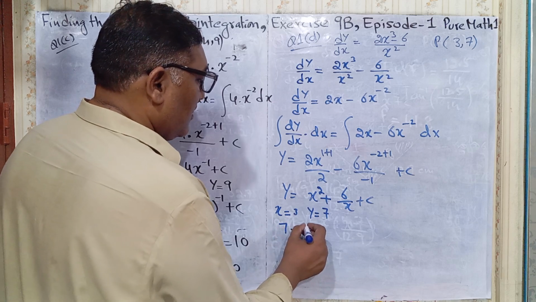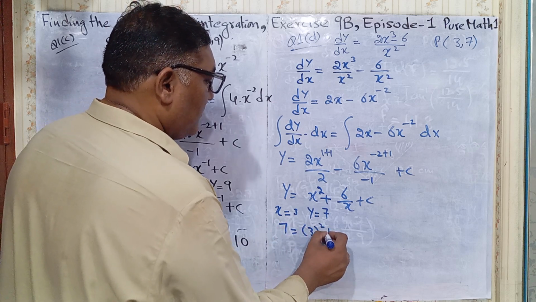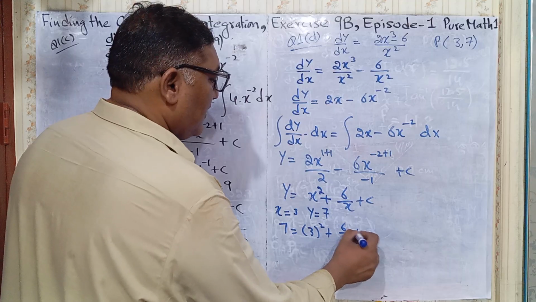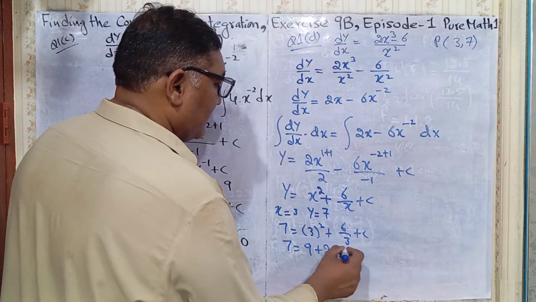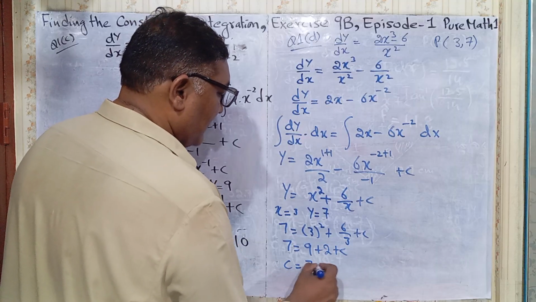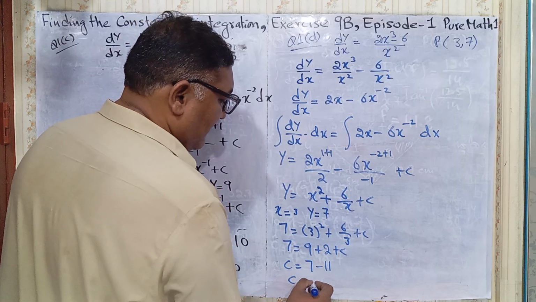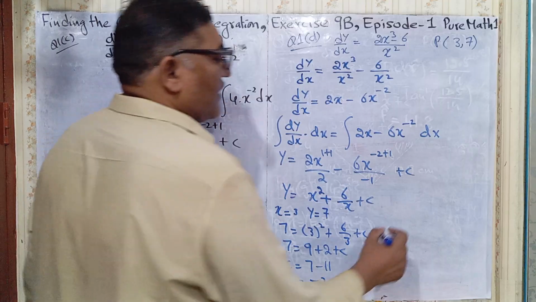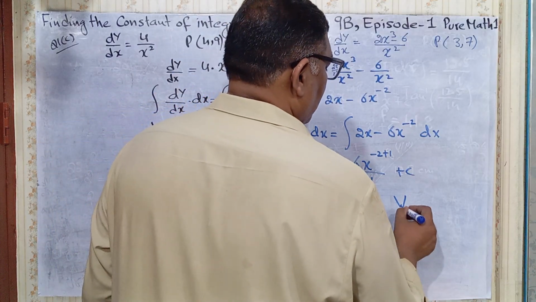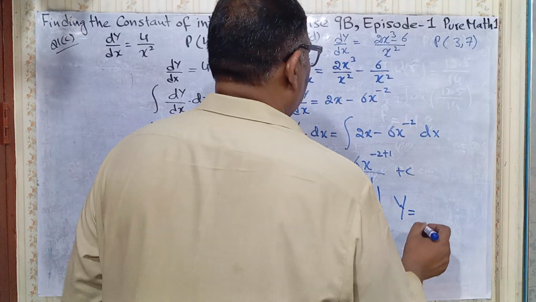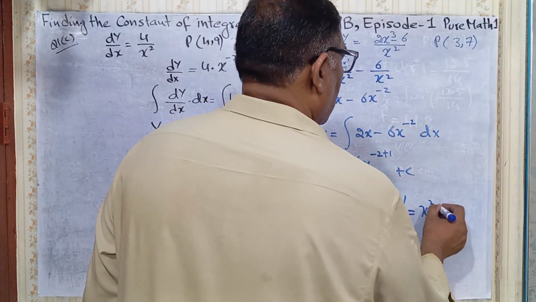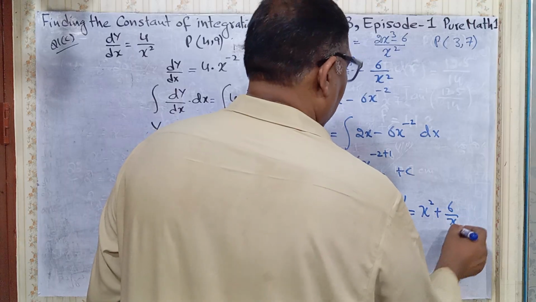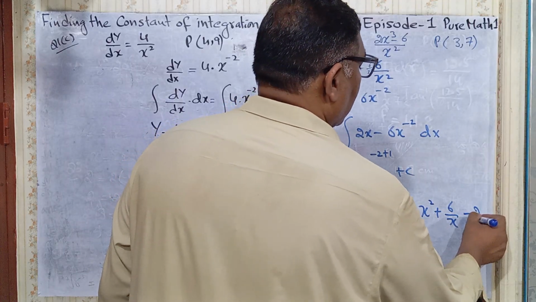7 is equal to 3 square plus 6 divided by 3 plus c. So 7 will be equal to 9 plus 2 plus c. This is 11. So c will be equal to 7 minus 11. So my c value will be minus 2. So the equation will be y is equal to x square plus 6 divided by x, and the c value is minus 2.